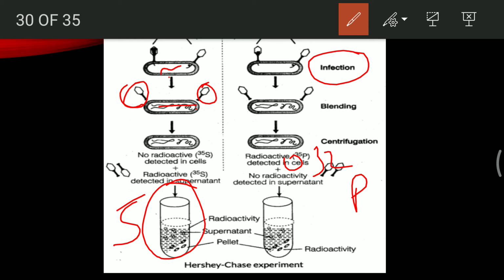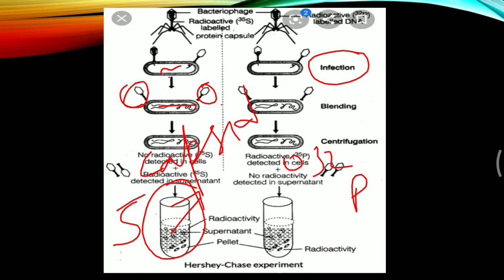Similar thing happened. You can see that the capsid, which is the upper protein coat of the bacteriophage, was present in the supernatant and it showed radioactivity, showing the presence of protein in the supernatant, and it was not the genetic material for sure. Now, the next experiment we should look at.